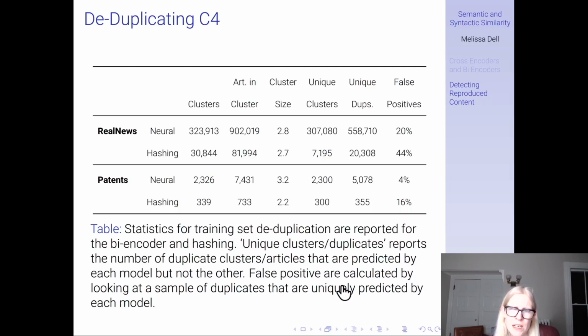With hashing, actually, of the duplicates that hashing finds that the neural method doesn't find, nearly half of them are false positives. And then you see a similar pattern emerge with the patent data.